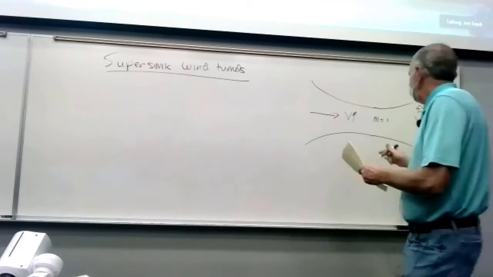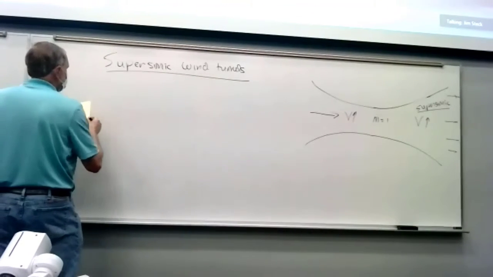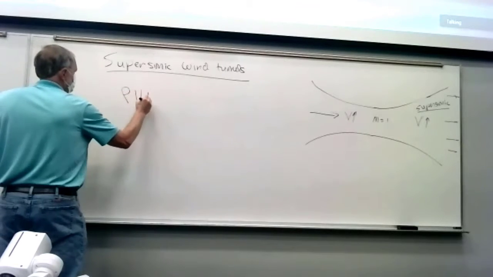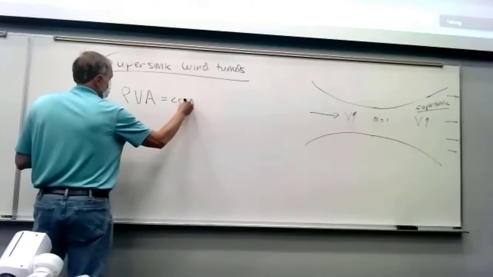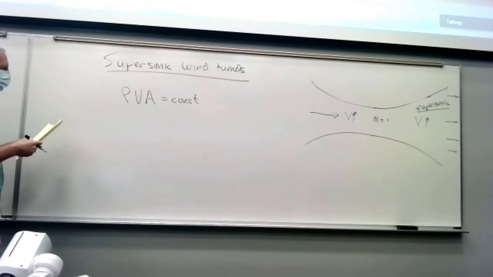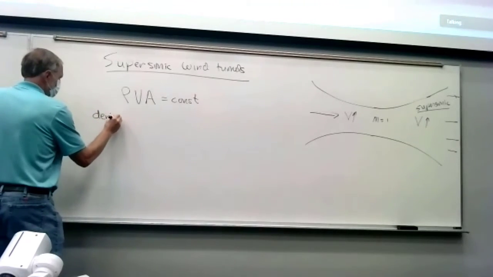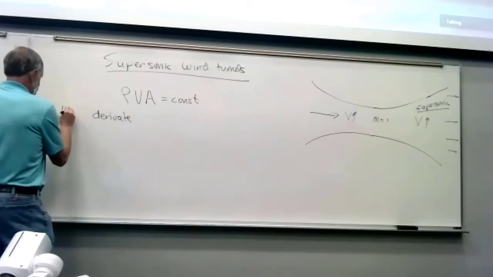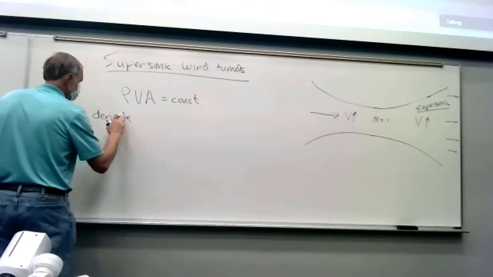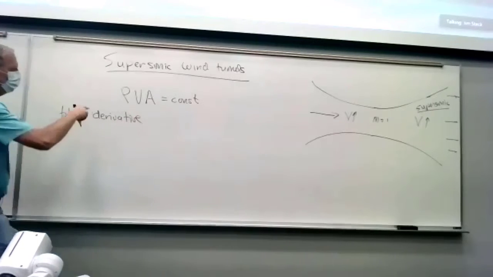So there's some math we can do that shows that this actually happens. And it starts with the conservation of mass. So rho VA is constant. This is for compressible flow, so this is good for subsonic, supersonic flow. And there's two ways we can derive this. One is we can take the derivative of this thing for each of the variables.